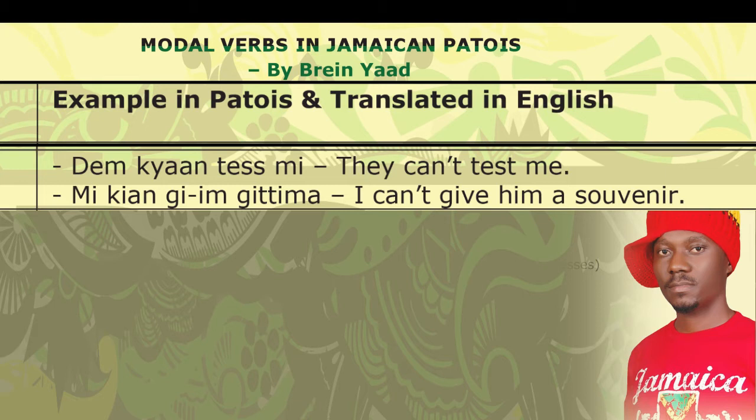Maybe it's your boyfriend's birthday. You have to buy a gift and present to him. But because he upset you, he broke your heart, you simply tell somebody, me can gi him jitma. Again, somebody will ask, what make? Meaning why? Then you give your reasons.